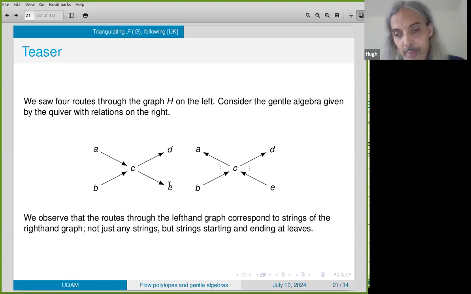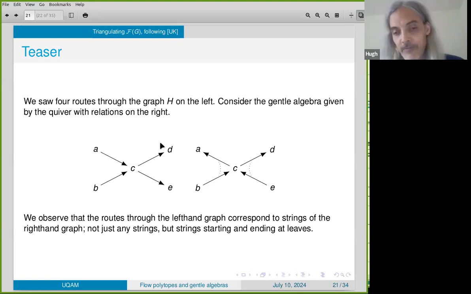Now, in this quiver, I'm going to call it a quiver because this is the graph that we're doing flows in, and this is a quiver that we're doing representation theory in. And what we notice is that here, there are strings that exactly correspond to the roots. In order for that to be true, though, we had to change some orientation.